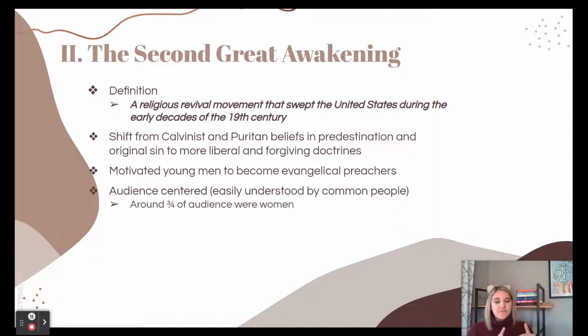And so when there is the shift to a more liberal, forgiving doctrine that becomes prominent in the Second Great Awakening, it leads to a huge increase in religious feelings, religious attitudes, and commitments. And we see a lot of young men becoming evangelical preachers, and a stronger shift to creating messages that can be easily understood by common people. And in fact, in the Second Great Awakening, we're going to see many women especially becoming really involved in churches, and not just as church members, but sometimes also as preachers or prayer leaders.